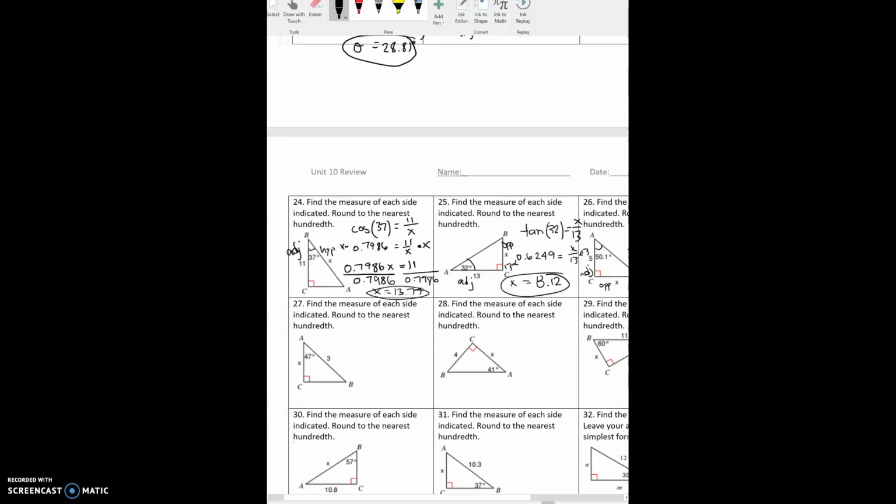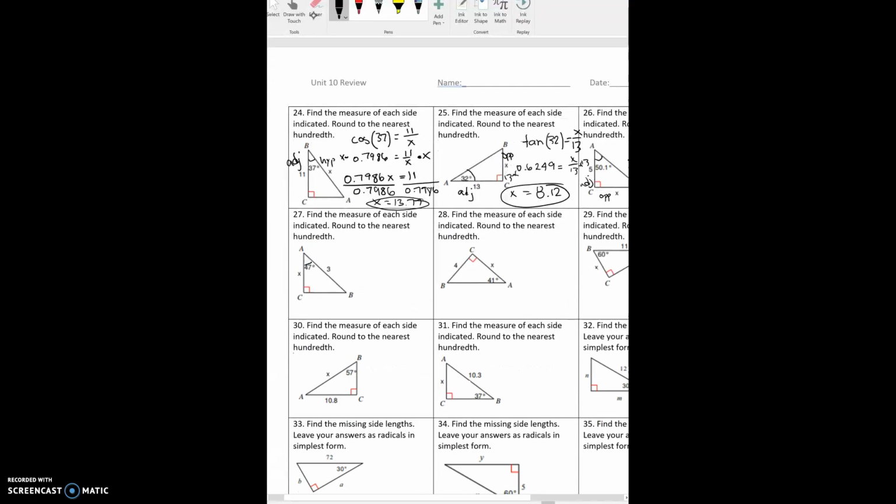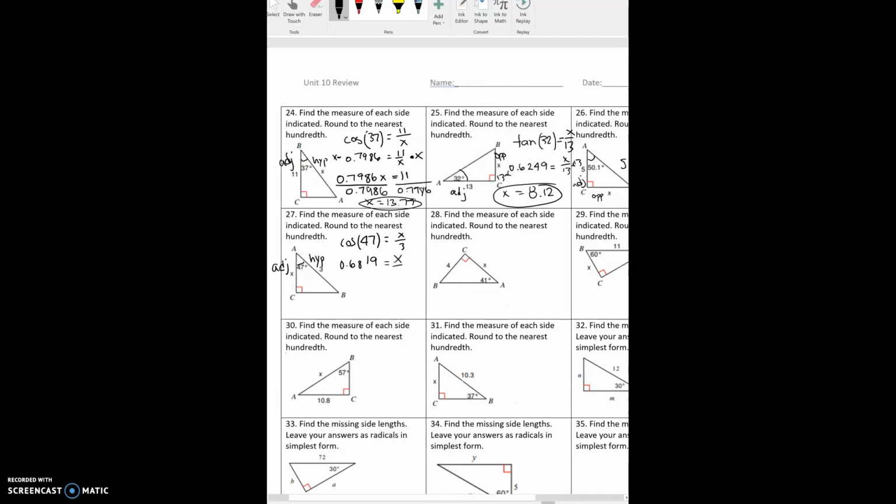Find the measure of each side indicated, round to the nearest hundredth. Let's do it again. Here's my angle. We are given the adjacent and hypotenuse. So we're going to be using cosine of 47 is equal to the adjacent divided by the hypotenuse. The cosine of 47 is approximately 0.6819. Multiply both sides by 3, and x is approximately 2.05.